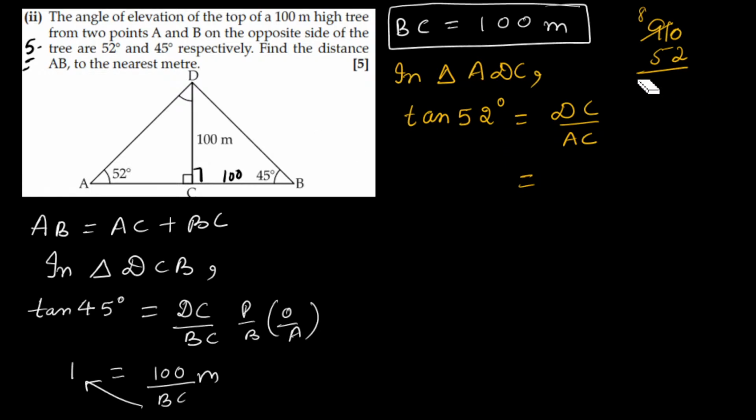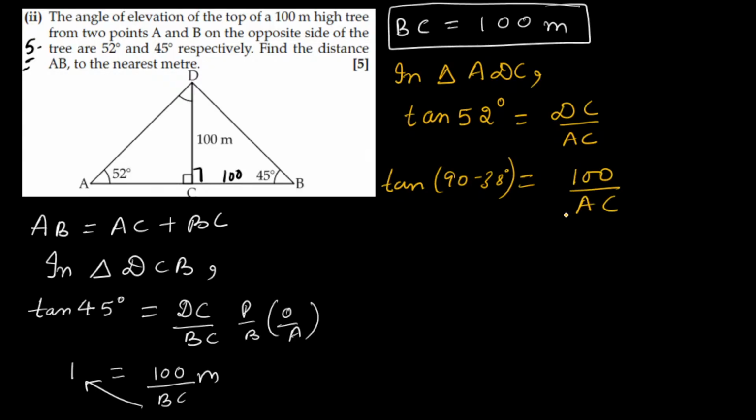See, when we are doing complementary angles, tan 52 we can write as tan of 90 minus 38. So it's 100 by AC, and this is tan of 90 minus 38.